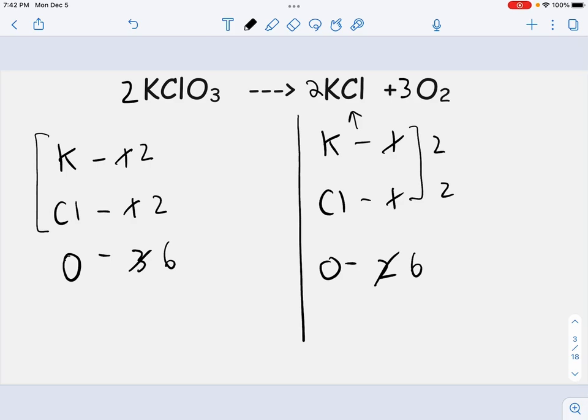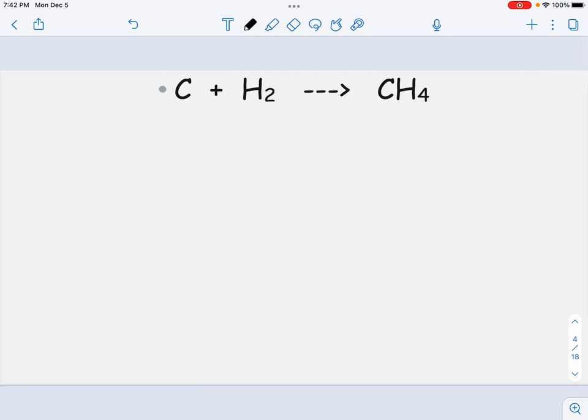So now this is a balanced chemical equation. Make sure you have the correct coefficients, and you put that in the correct answer, okay? All right, so let's move on to the next one.